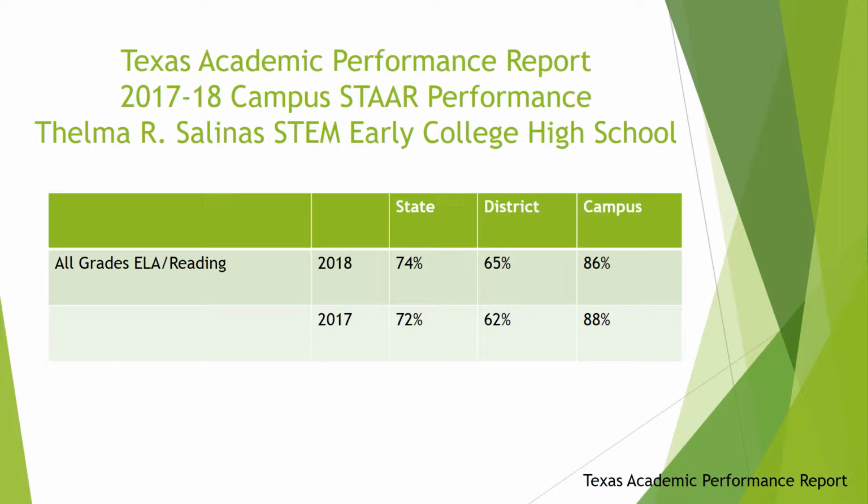Based upon our data, we identified that from 2017 to 2018, we had a 2% decrease. If you look at the state, district, and campus percentages, you'll notice that the campus is performing above district and state performances. However, the 2% decrease is still enough of a concern for us to have identified. So, based upon that, we're going to focus this unpacking of TEKS on our ELA and reading.